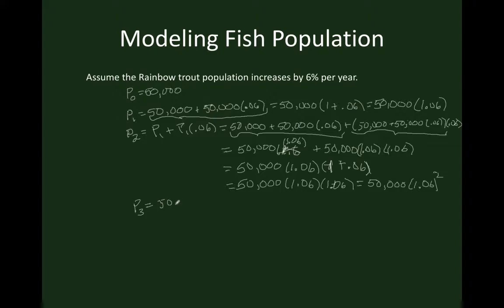And the answer is no, because I'm already seeing the pattern. This next step will have a population of 50,000 times 1.06 cubed. And then I can do P4. So anywhere in this sequence of future populations, I can write a formula for the nth year, sometime in the future. The population is going to be 50,000 times 1.06 to the nth.